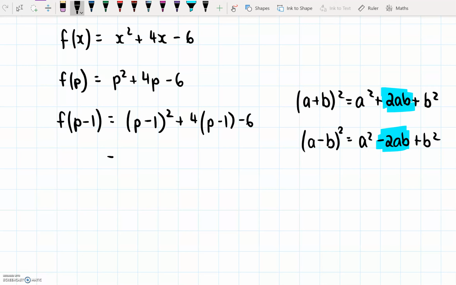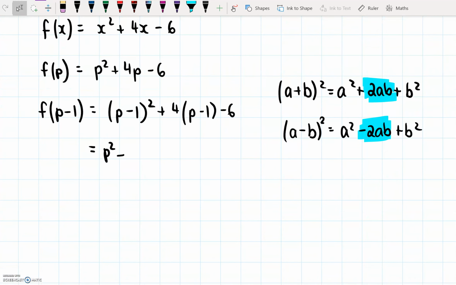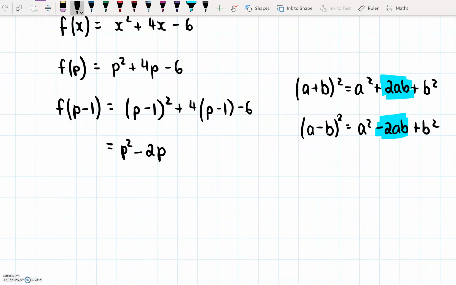Okay, so let's simplify this. We get p squared. Now, it's minus 2ab, so it's the terms multiplied together. So we have minus 1 times p. Okay, that's the terms multiplied together. And then double it. So 1p is just p, and double that makes 2p. Okay, so minus 2p plus. And now the second term squared, so minus 1 squared is just 1. All right, plus 4p minus 4 minus 6. Okay, and that's just again from expanding these brackets. Okay, that gave us the 4p minus 4.